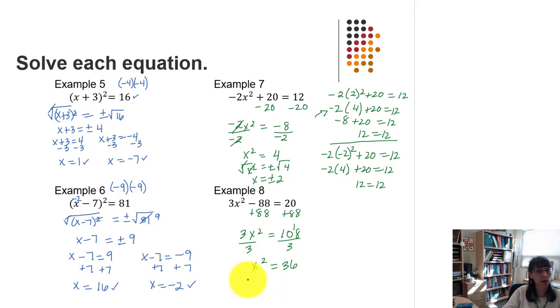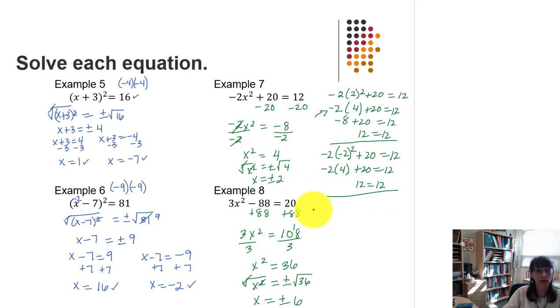We're ready for the square root property, so we're taking the square root of both sides of the equation, remembering plus or minus the square root of 36 on the right, and we have x squared under the radical on the left. So the square root and the squaring undo each other. They're opposite operations. So we're left with x equals plus or minus 6. And we can check our answer back in the original equation.